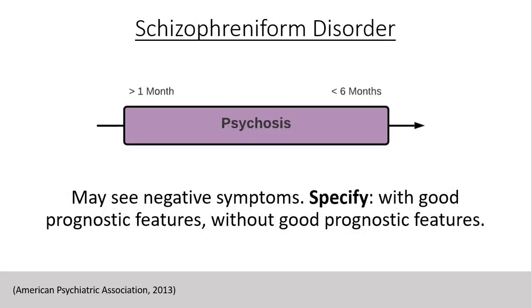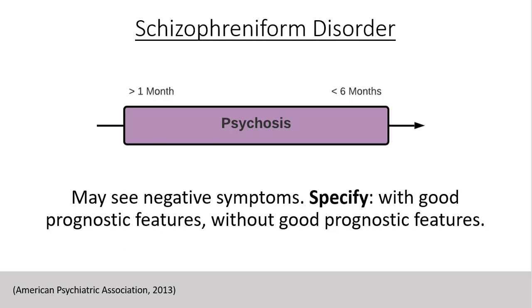Schizophreniform disorder is a condition in which the individual experiences the psychosis syndrome for a duration of greater than 1 month but less than 6 months. This diagnosis requires at least one of the psychosis syndrome symptoms, one of which being delusions, hallucinations, or disorganized speech. Negative symptoms may also be present. Schizophreniform disorder is specified based on prognostic features.